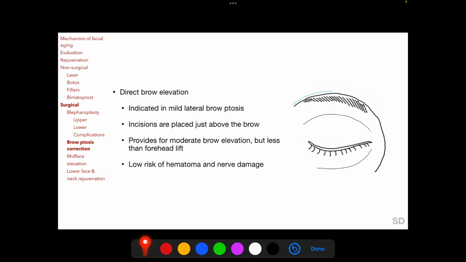Direct brow elevation is indicated in mild lateral brow ptosis, and the incisions are placed just above the brow. It provides for moderate brow elevation, but the brow elevation is less than in forehead lift, which we will be discussing next. However, the risk of hematoma and nerve damage is less in direct brow elevation compared to forehead lift.